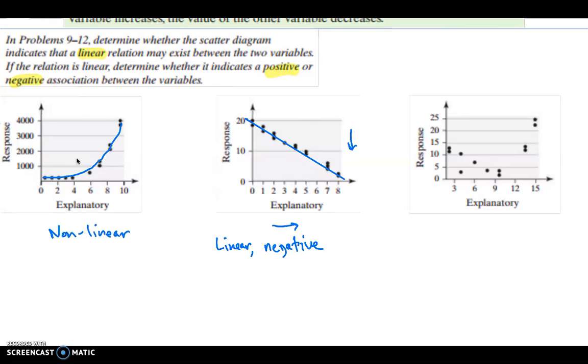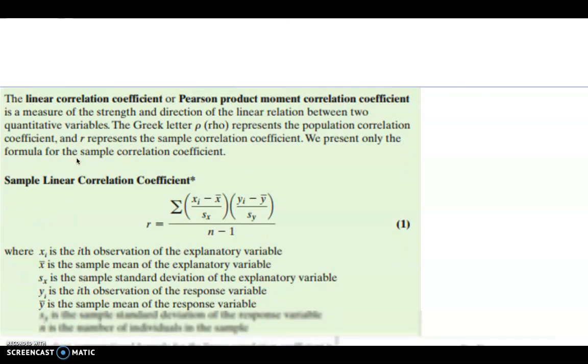And then the last one, there's no rhyme or reason to really anything going on there, so we just call it nonlinear, no relation. But it really is as simple as that, just to identify when you're looking at a graph, when you have the scatter diagram.